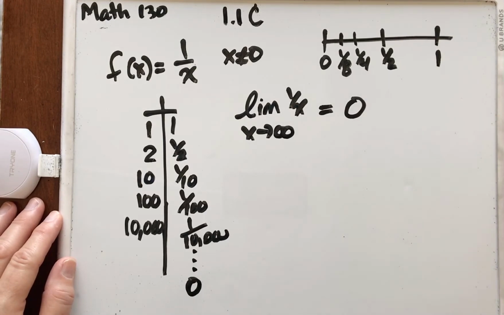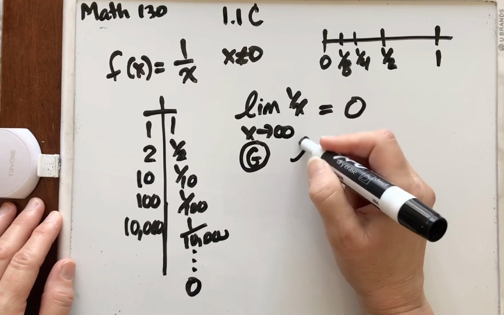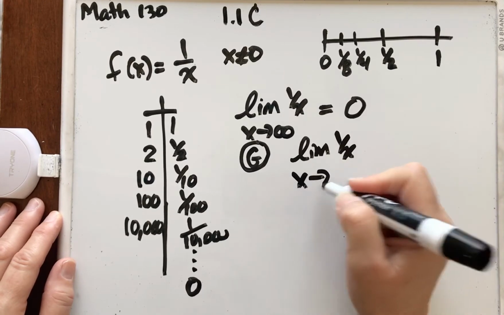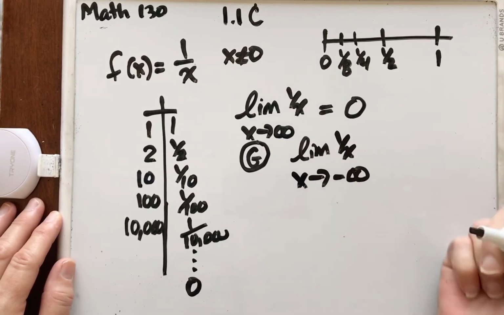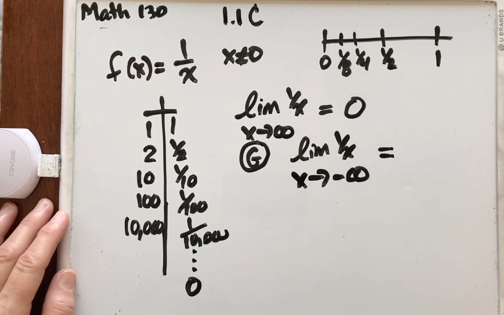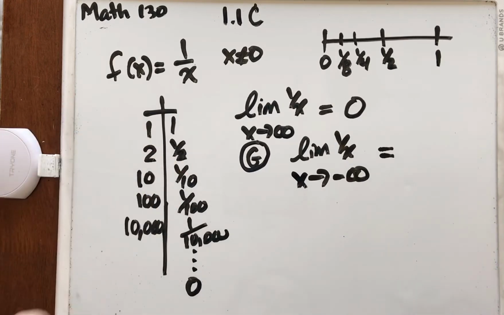Okay, what I'd like you to do in your groups again, what is the limit of 1 over x as x approaches negative infinity? Go ahead and take your time, fill out a little chart, just like we did here, but now you're going to negative infinity, and let's see what happens. While you're doing that, I'm going to draw another graph.